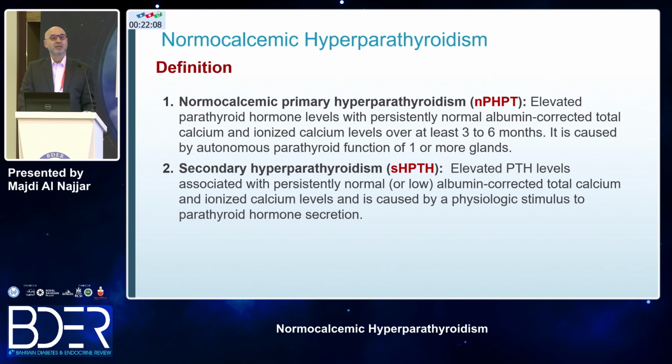So when someone comes to you with normocalcemic hyperparathyroidism, which means normal calcium with high PTH, it could usually be one of 2 things. Either the patient has normocalcemic primary hyperparathyroid, in which they have persistent elevation of PTH with normal total and ionized calcium, usually because of adenoma or multiple gland adenoma or hyperplasia. And the other one is usually what we call secondary hyperparathyroid, in which the patient usually has elevated PTH with normal but sometimes low calcium because of physiological stimulation of PTH, like low vitamin D.